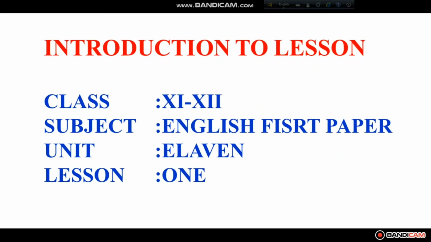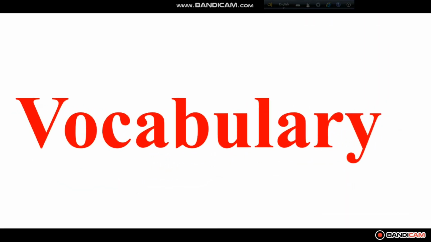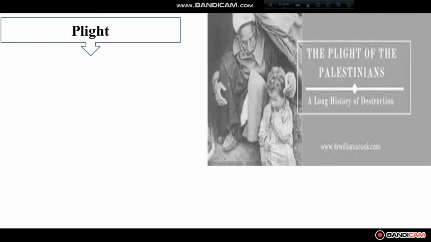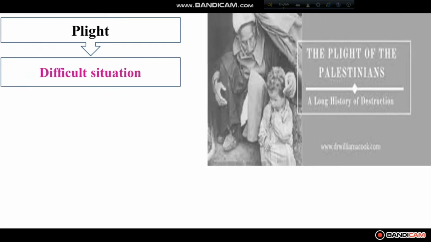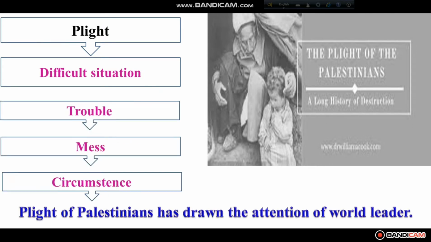Introduction to lesson, class 11 and 12. Subject English first paper, unit 11, lesson 1. Before starting the lesson or the activity, we will learn some word meaning, that means vocabulary. Plight, look at the picture. Meaning of plight: difficult situation. Plight means difficult situation, trouble, mess, circumstances. The plight of Palestinians means the situation of Palestinians has drawn the attention of the world reader.